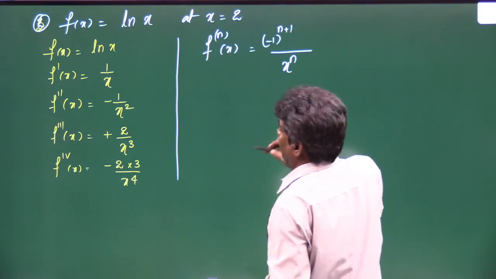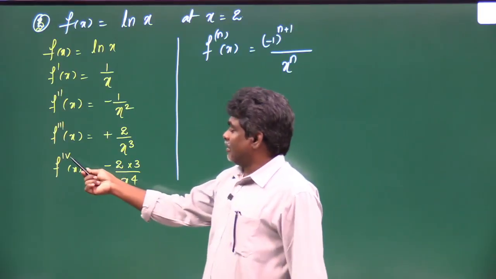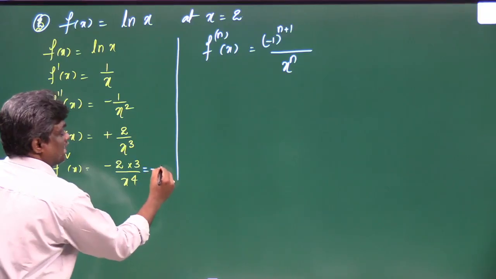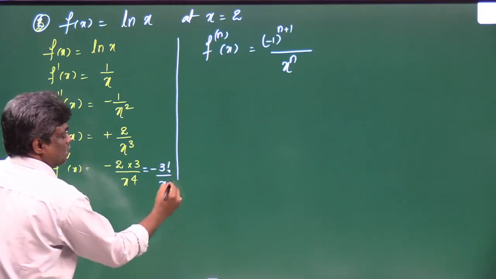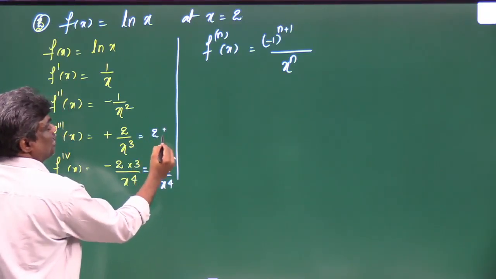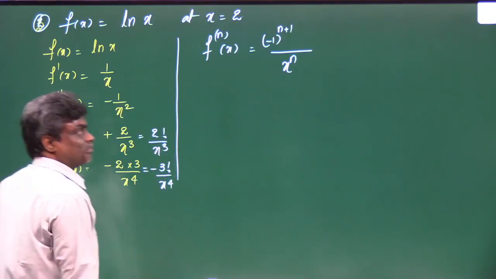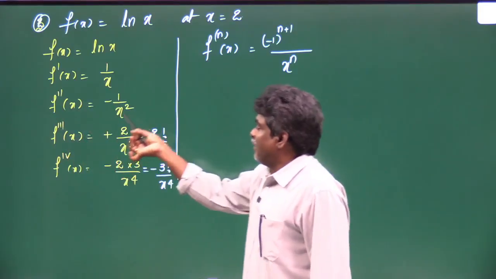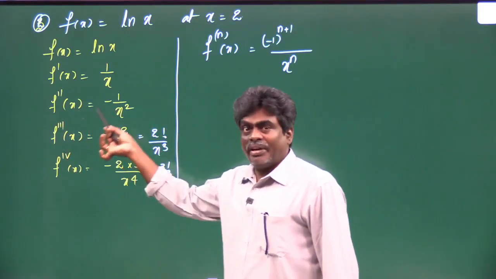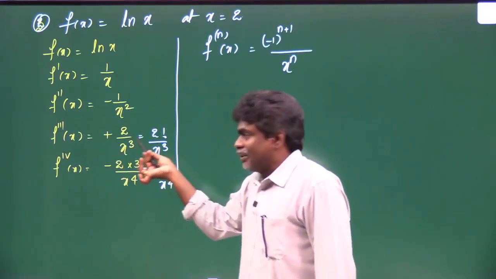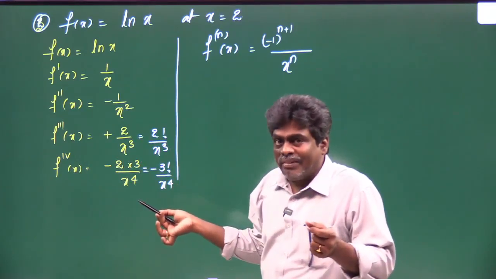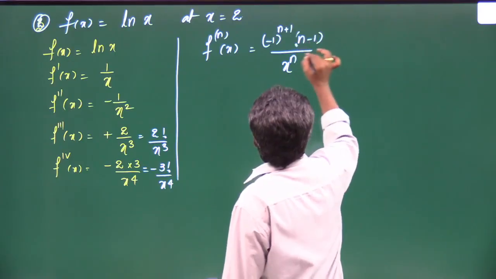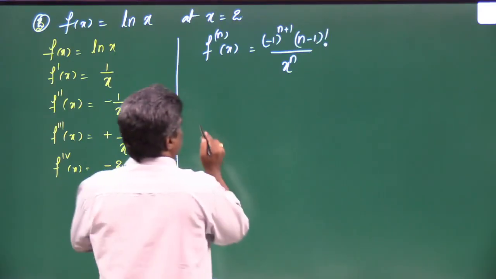That's it. After that, this is the fourth derivative, so we can write this as minus 3 factorial by x power 4, and this is 2 factorial by x power 3. See? Fourth derivative 3 factorial, third derivative 2 factorial, so nth derivative n minus 1 factorial. That's it. Now we are ready.